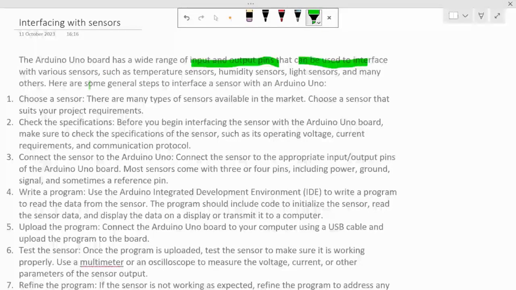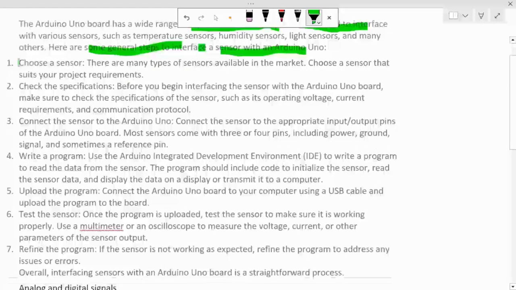Here are some of the general steps to interface a sensor with the Arduino Uno board. First thing is we need to choose a sensor. There are many types of sensors available in the market. Choose a sensor that suits your project requirements. Second thing is check the specification before interfacing with sensors. Always check its specification.